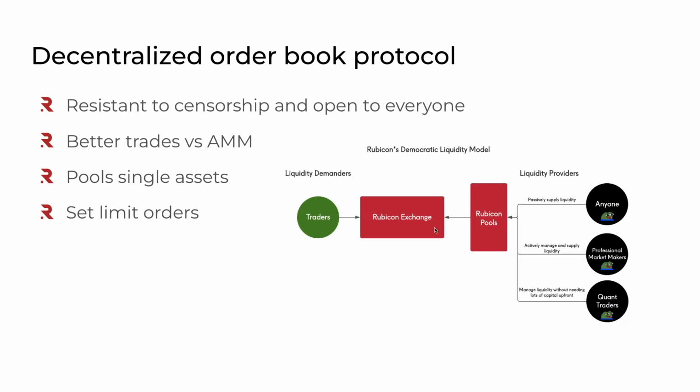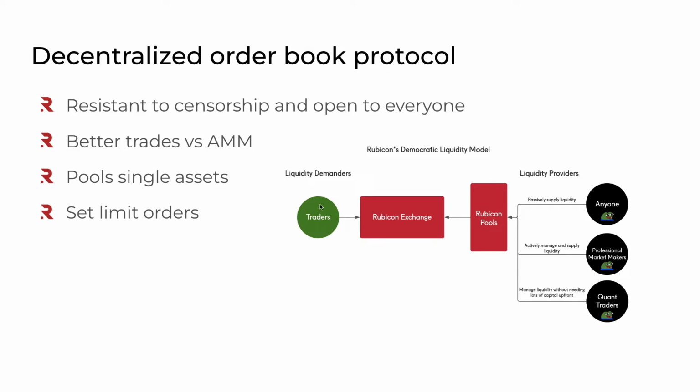So let's break down the decentralized order book protocol term a little bit more. Most other exchanges make it extremely difficult to market make. You need to be a large institution in order to participate. Rubicon's design allows anyone to participate in market making while still allowing people to participate passively or actively. This diagram from their docs does a great job of breaking down how people can participate in this market.